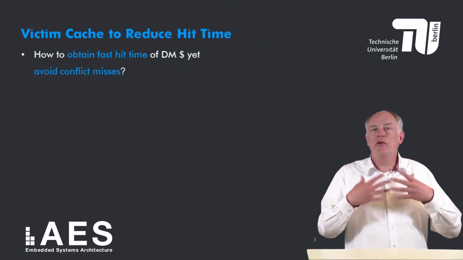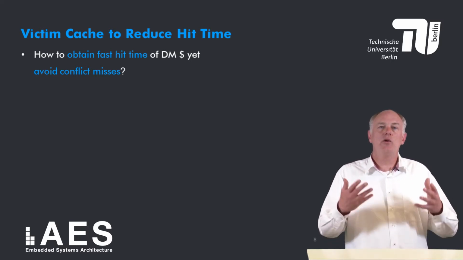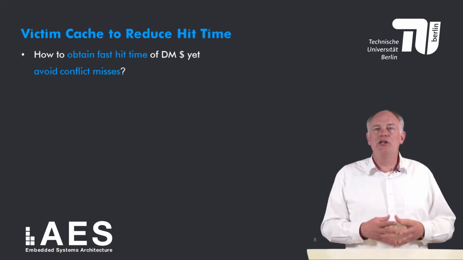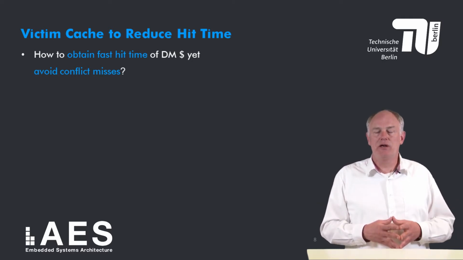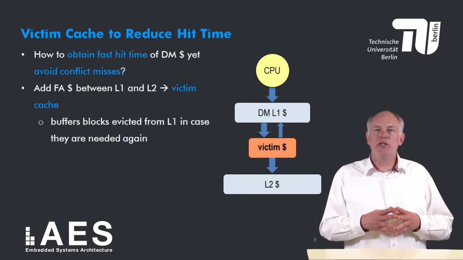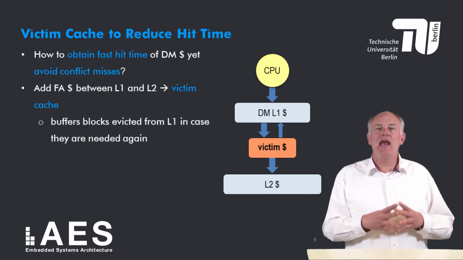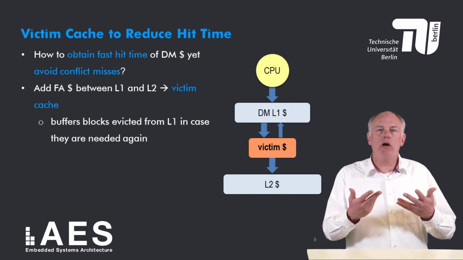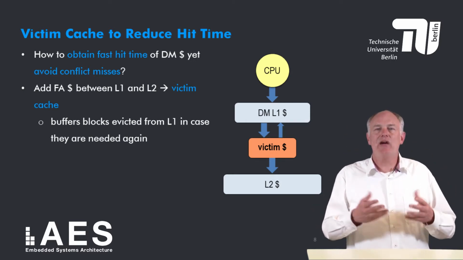The motivation for the third cache optimization is again similar. How do we get the fast hit time of direct map caches but avoid the large number of conflict misses that typically occur if there is no associativity? The victim cache solution is to add a small but fully associative cache between the level 1 and the level 2 caches. This cache buffers blocks evicted from the direct mapped level 1 cache in case they are needed again soon.